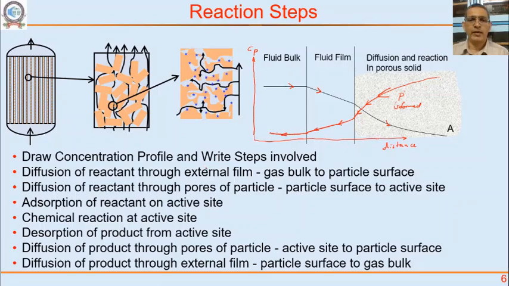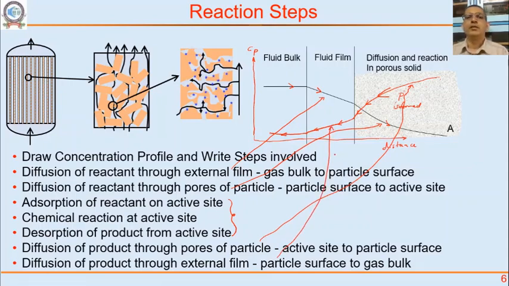So diffusion through the external film here, diffusion and reaction through the pore here, inside the pore at the active site, these three things happen. Then diffusion of product through the film, through the catalyst, this profile. Then diffusion through the external film, this profile. Okay, so these are the steps. This is how a catalyst allows reaction to happen.